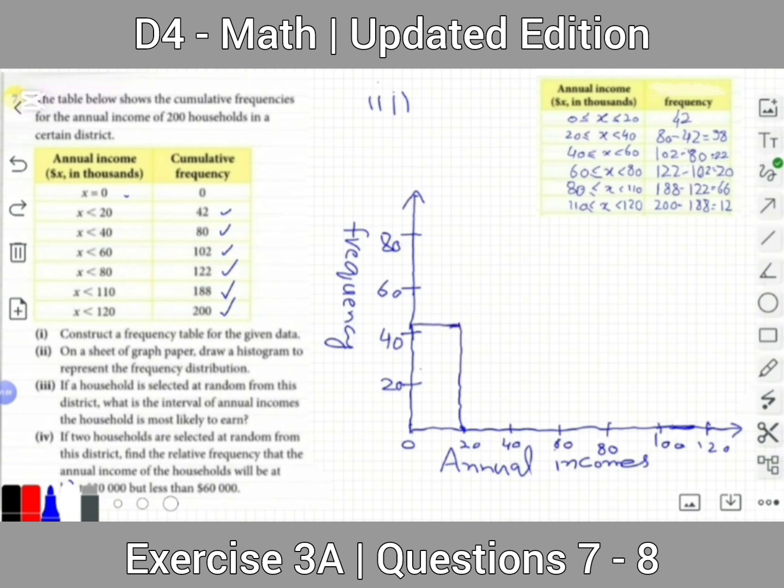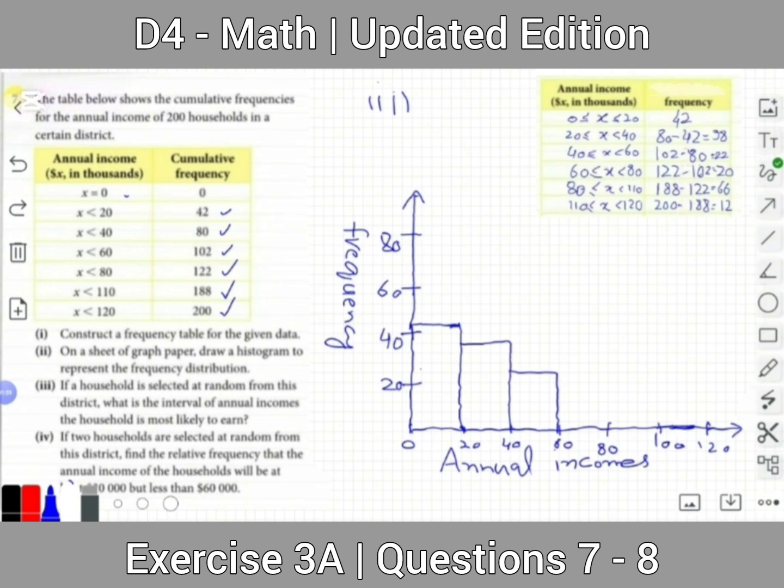Now, for the class interval 20 to 40, we have a frequency of 38. So we will draw a bar from the point of 40 and this bar has a height of 38. Now for the class interval 40 to 60, we have a frequency of 22. So we will draw a bar of the height 22 from the point 60.